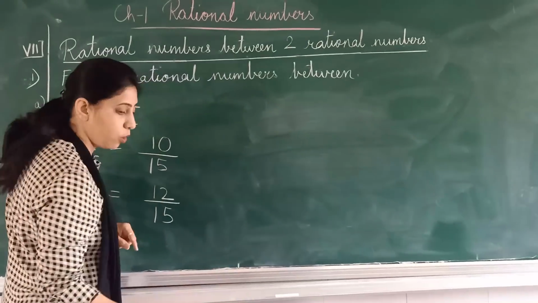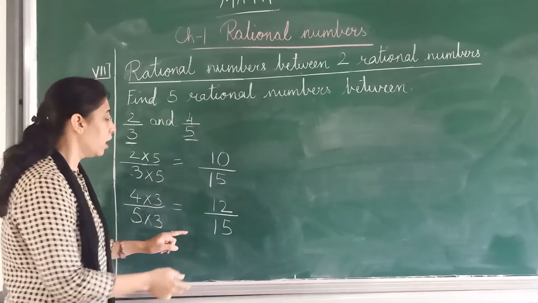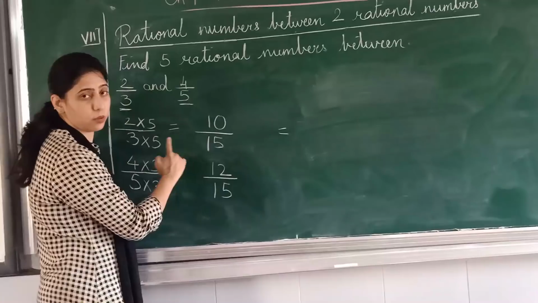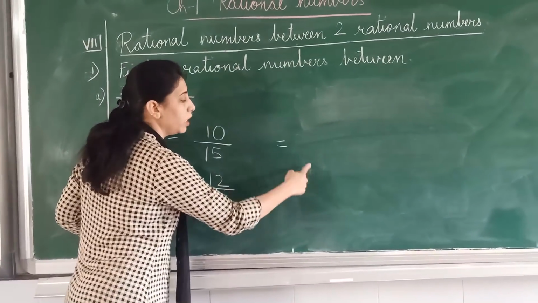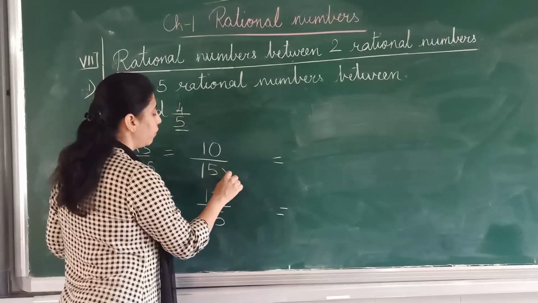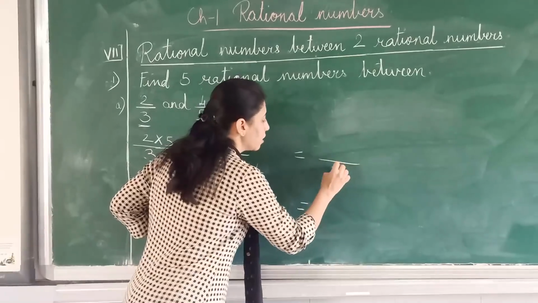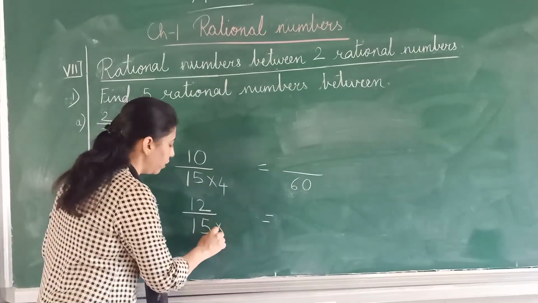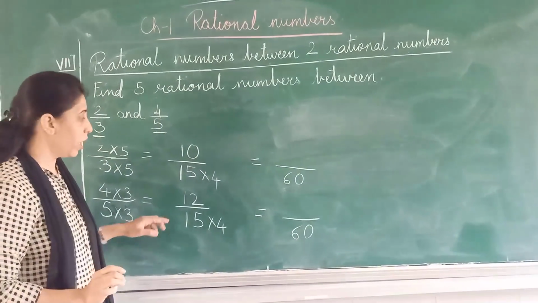In the same way, now you are going to take these rational numbers, 10 upon 15 and 12 upon 15. Now multiply with such a number that you get, again the same procedure. So multiply with such a number that you get the common denominator. So 15 fours are 60. Okay, so here also 15 fours are 60. Again the denominator is equal.